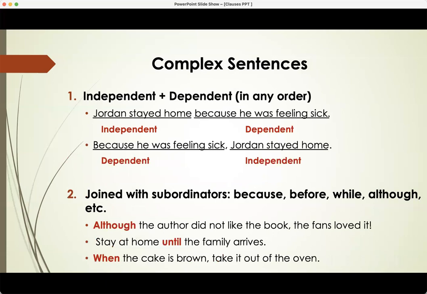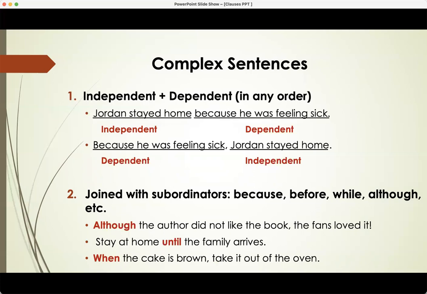Next, we have complex sentences. Now, a complex sentence is made up of an independent clause joined with a dependent clause. For example, Jordan stayed home because he was feeling sick. So Jordan stayed home is the independent clause. Why did he stay home? Because he was feeling sick. So that's the dependent clause.